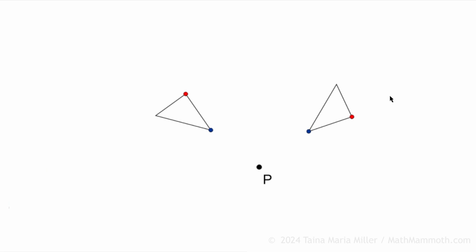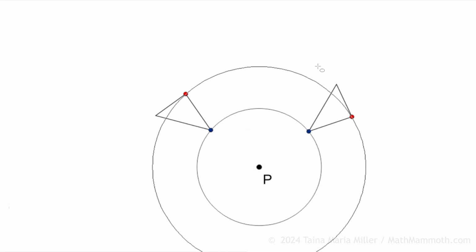Now let me show you that there indeed is a circle involved. I'm going to draw a circle. So this blue point here travels around a circular arc over here in a rotation. And so does this red point, but it's a different circle. Its center is still P, but it has a larger radius. The red point moved around this circular arc over there in a rotation.